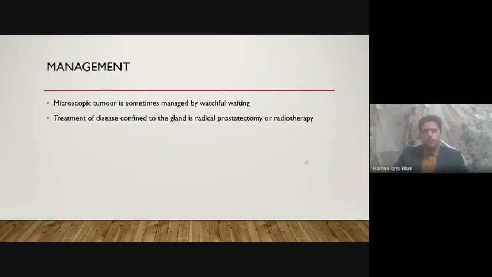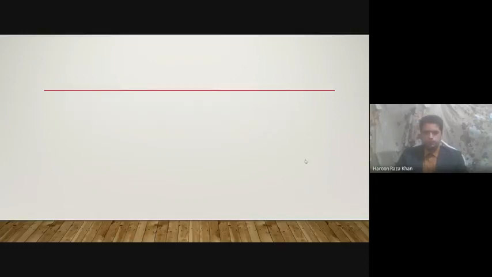Finally, we will talk about the management. Usually, the management is done by watchful waiting. Just because it is a tumor does not mean we have to panic. Simply watching, waiting and observing is a good way of seeing the progression of this tumor. If needed, the treatment is usually confined to the prostate gland itself, and it is radical prostatectomy or radiotherapy. This is enough for you students to understand the brief treatment of prostate carcinoma.